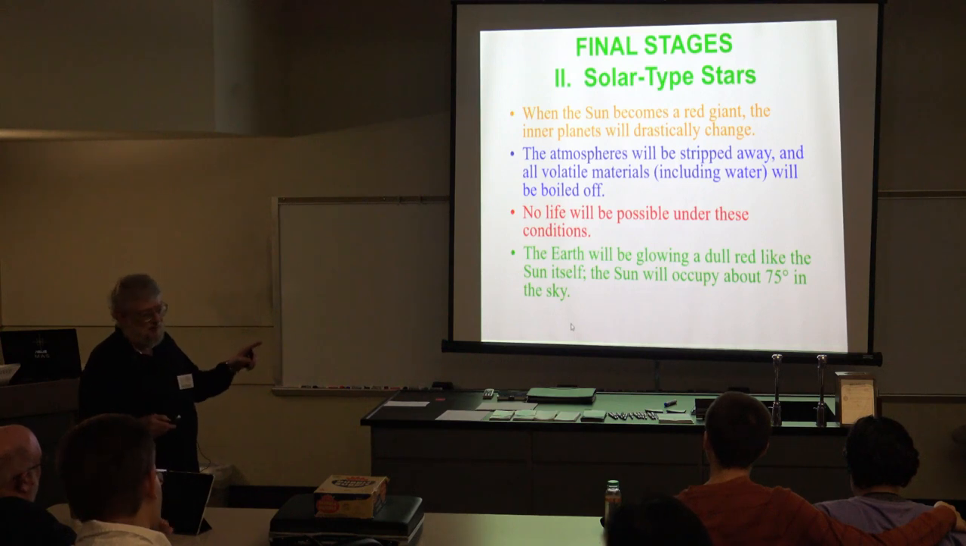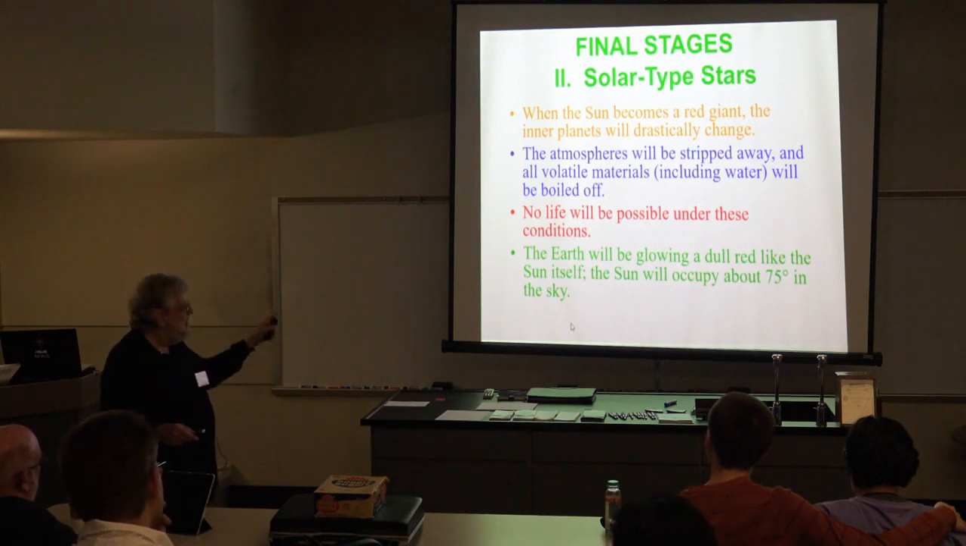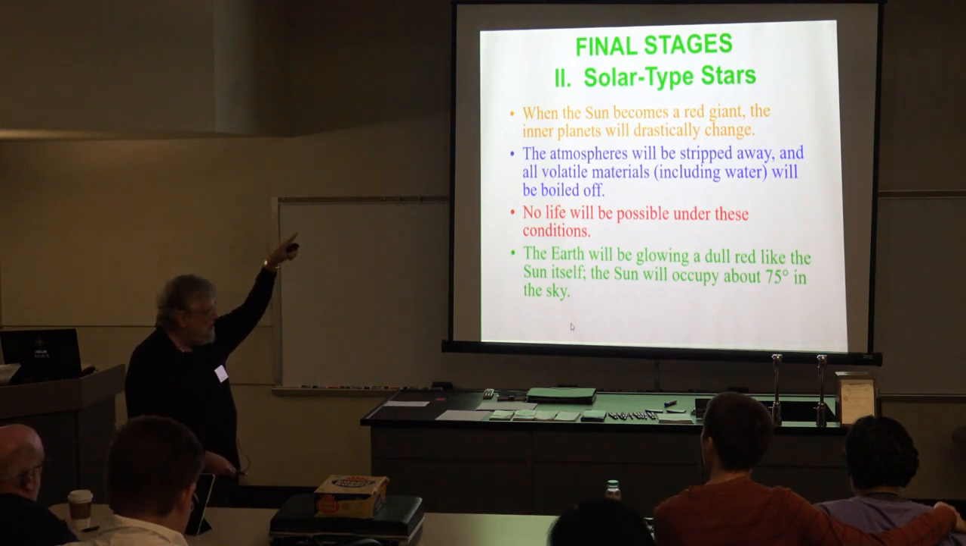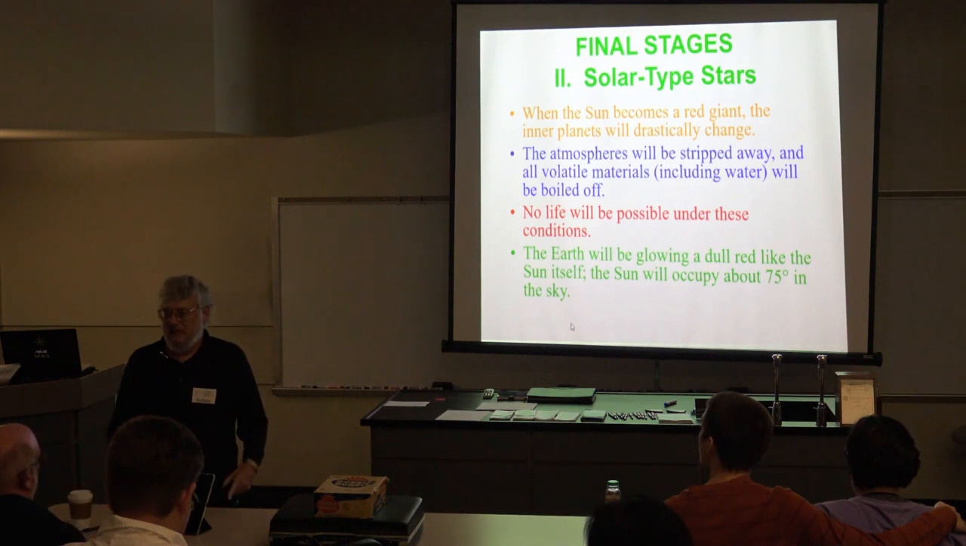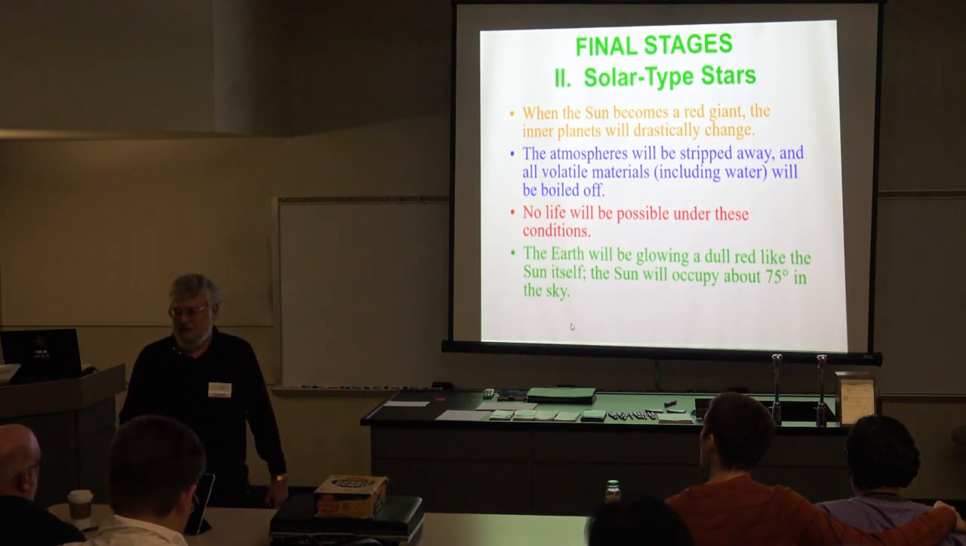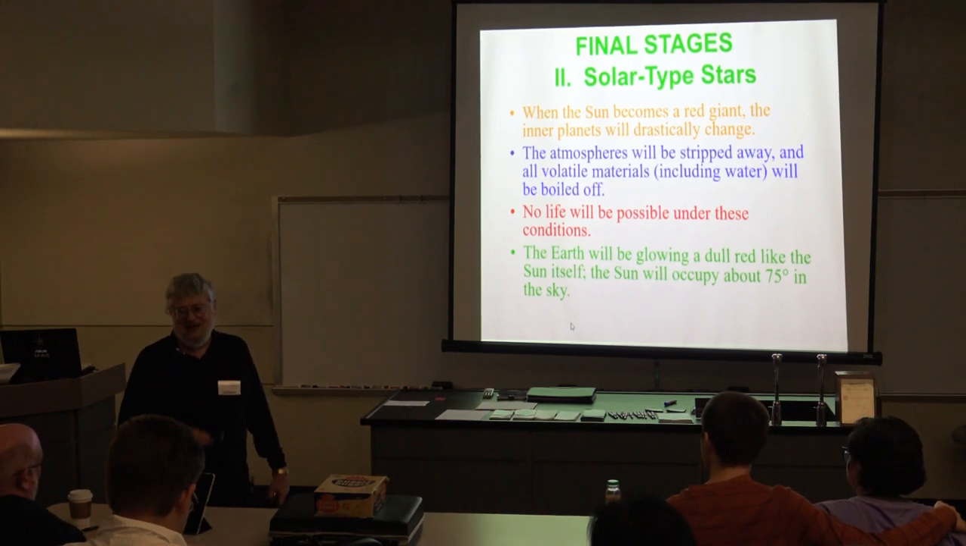The Earth, because the sun will be so close, will be glowing a dull red like the sun itself, and the sun will occupy 75 degrees in the sky instead of a half a degree as it does now. So if you think it's been hot lately, just wait.